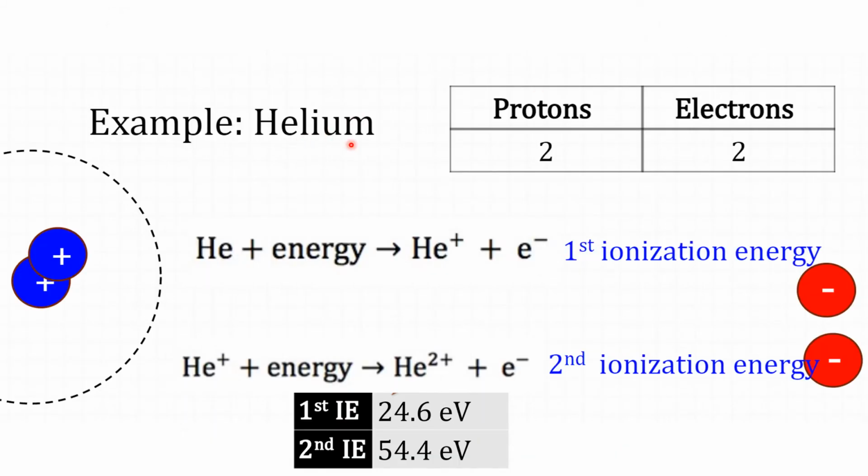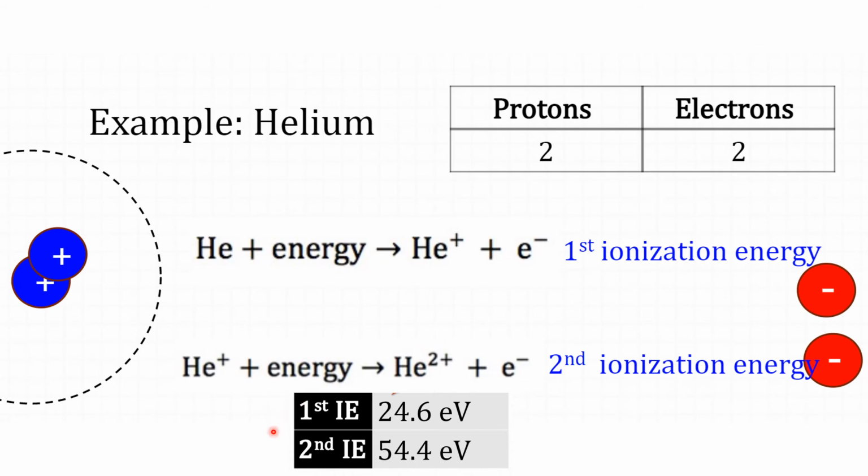Now let's talk about helium. Helium has two protons and two electrons. When we remove the first electron, it is called the first ionization energy, and we are left with He+. From He+, if we remove another electron, we are left with He2+, and that is called the second ionization energy, because we have removed the second electron.